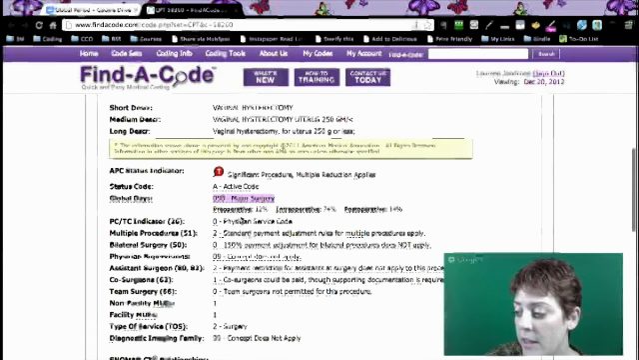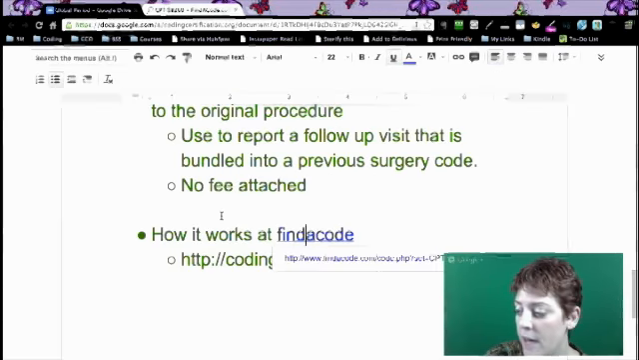And they even break it down. They let you know if you did have to split it up, 12% of the fee goes to pre-op, 74% goes to the operation itself, and 14% goes to post-op. That's how they actually break it down. So encoders are great for this kind of information. And as you know, we use Find a Code a lot.